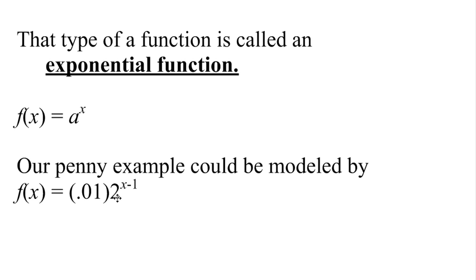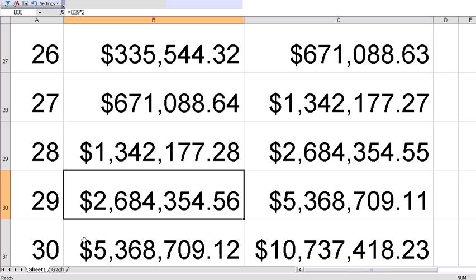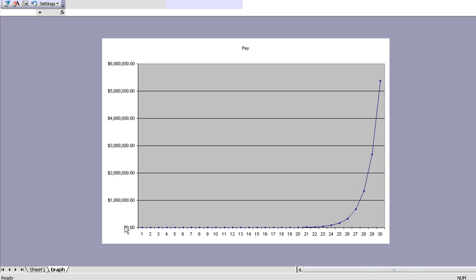So you could actually graph that and see what it would look like. In Excel, I actually graphed it. Here's the look of an exponential function. It starts out really, really slow, which you saw around day 15. It was like we were not making any money yet. But then rapidly it begins to increase.